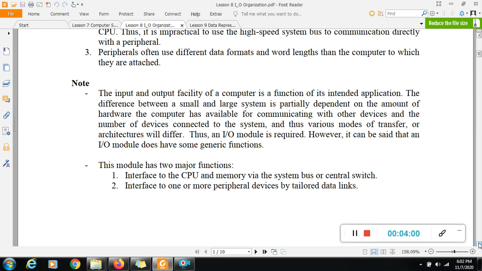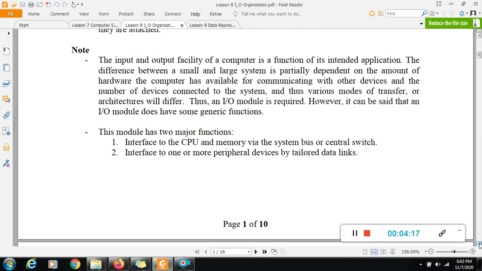It can be said that an input-output module does have some generic functions, and there are two of these. One, to interface to the CPU and memory via the system bus or central switch. And the second one, to interface to one or more peripheral devices by tailored data links.